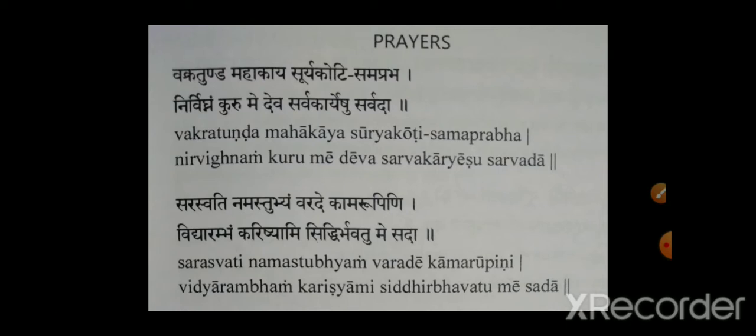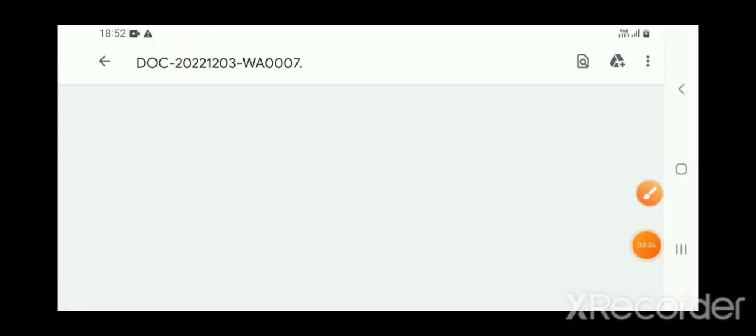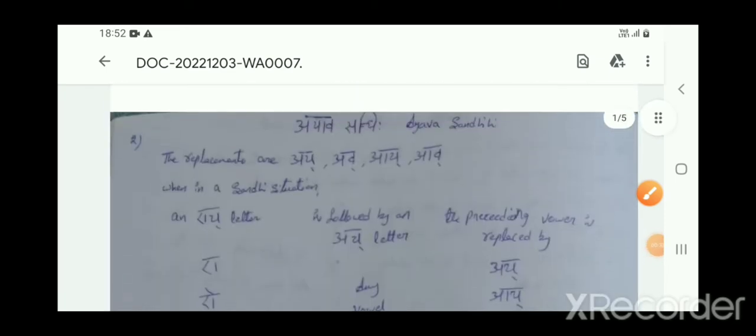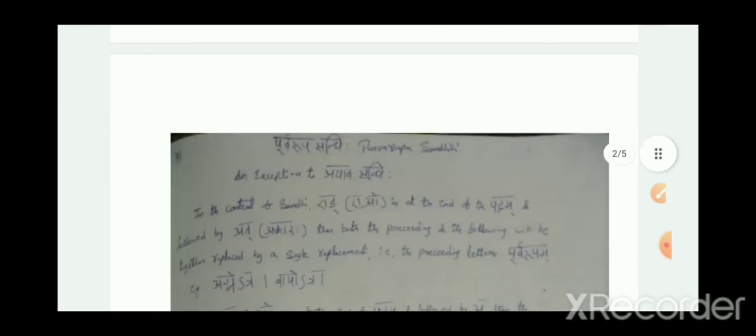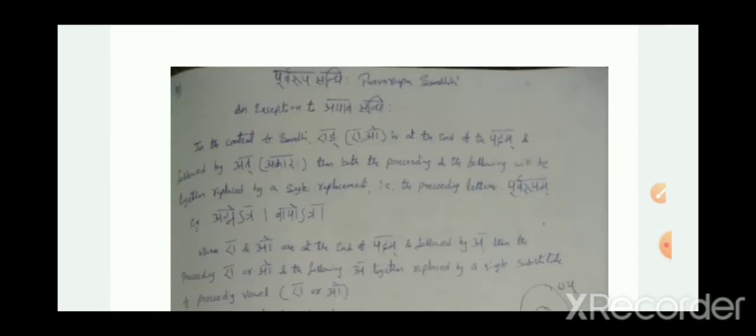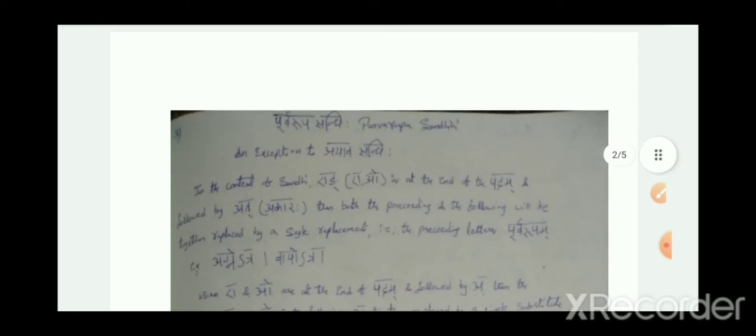Okay. So, in the last couple of classes, we have seen Yan Sandhi and Ayava Sandhi. Two Sandhis we have discussed. And today we will be seeing the third Sandhi rule, that is the Purvarupa Sandhi. This Purvarupa Sandhi is an exception to Ayava Sandhi. So, before discussing this Purvarupa Sandhi, we'll first recap Ayava Sandhi.